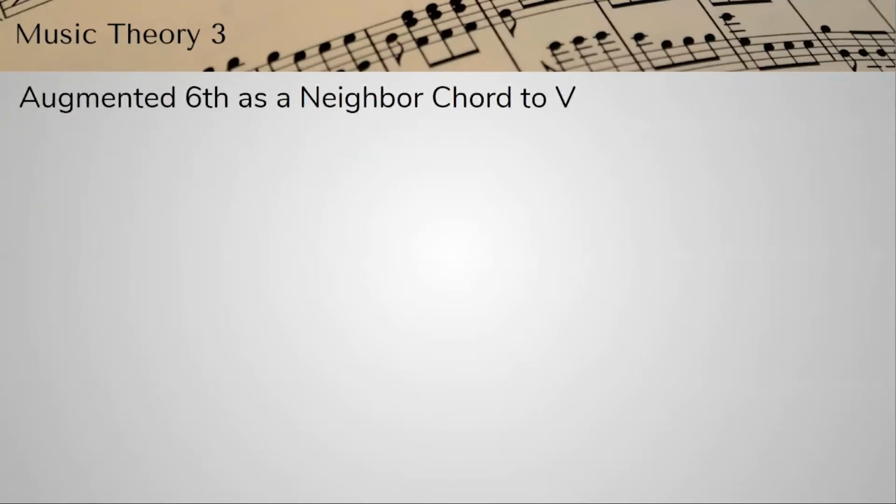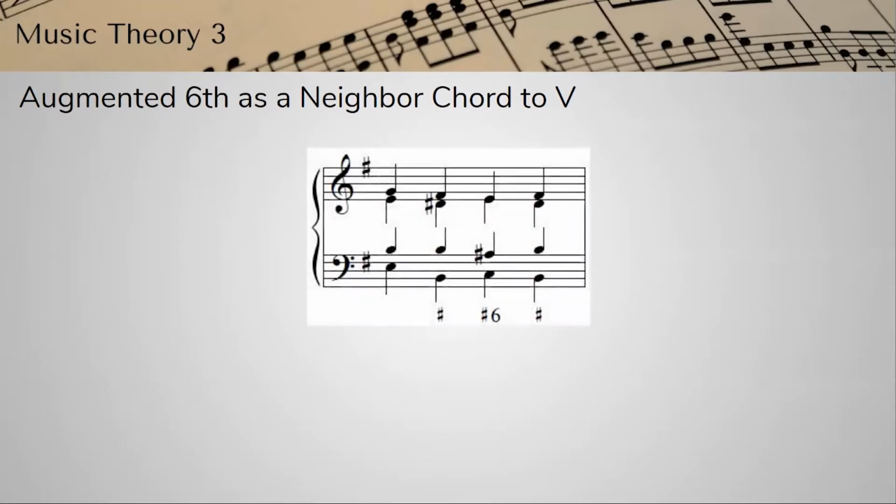So one thing you can do with an augmented 6 chord is use it as what's called a neighbor chord to the 5 chord. Normally we're used to the augmented 6 arising from a 4 chord or some kind of predominant harmony, but it can also act as an extension of the 5 chord, so we call this a neighbor chord to 5. It can follow a 5 chord, and after that it goes to the augmented 6, it will return to the 5 chord. So for that reason we call it a neighbor chord to 5.